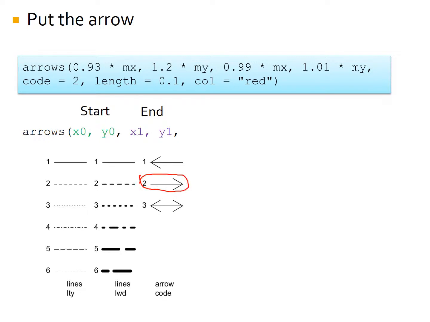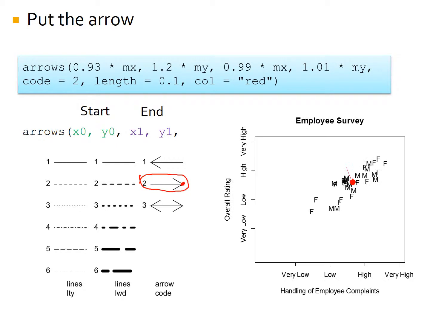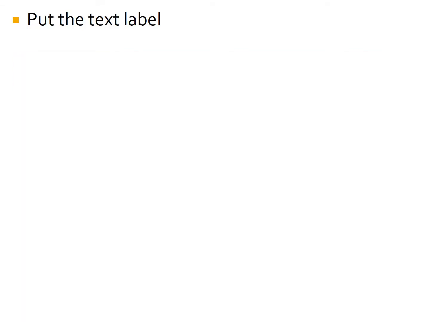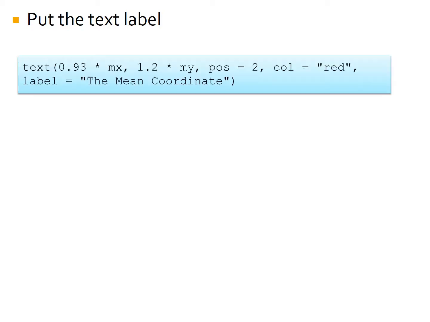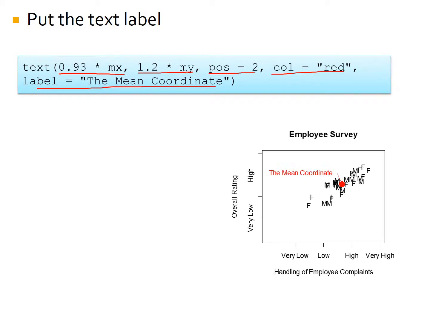Okay, and see again, arrows: the starting point, the end point, and then the arrow is on the end point. So I just provide the command for the red dot, and then I have the arrow like this. I will put the text label, such that the point of this arrow is the mean coordinate. So I put the text at the position of 0.93 times mean x, 1.2 times mean y. Position is 2, color is red, and label is the mean coordinate.